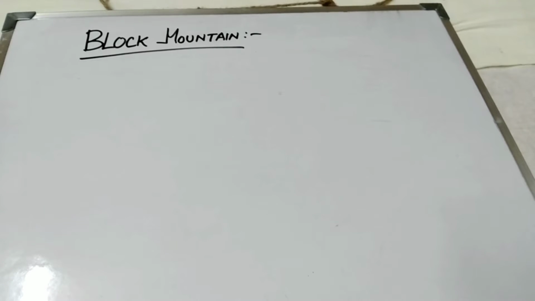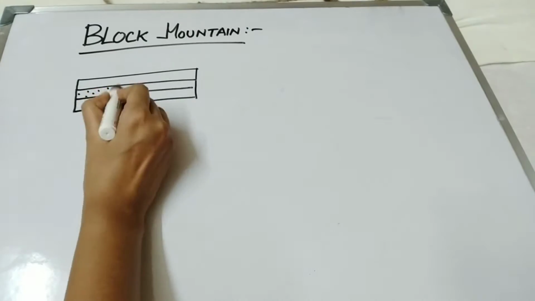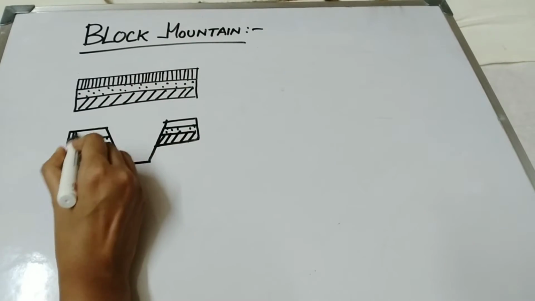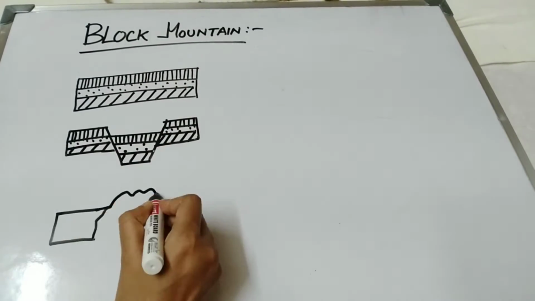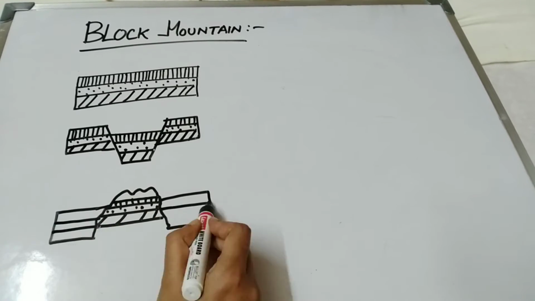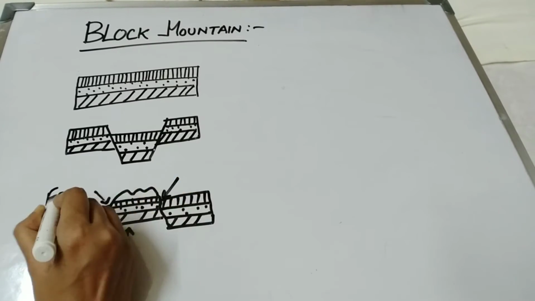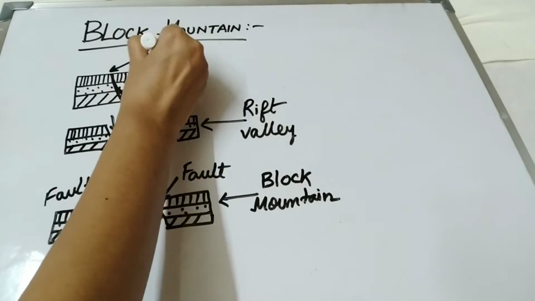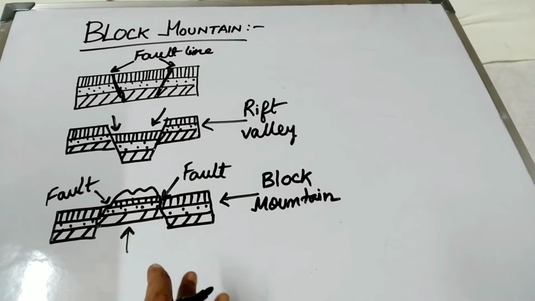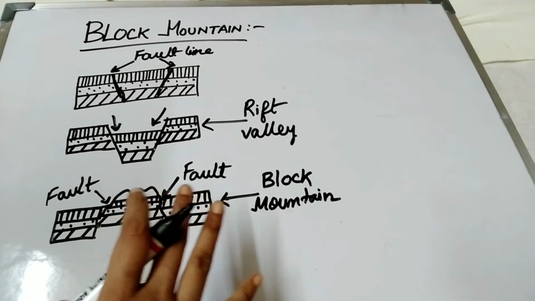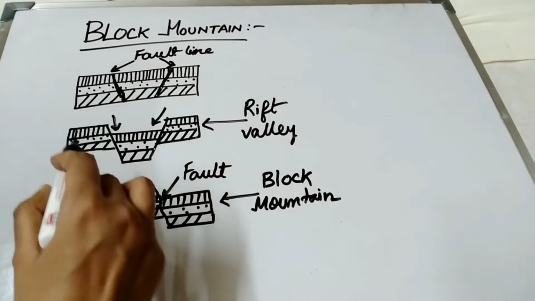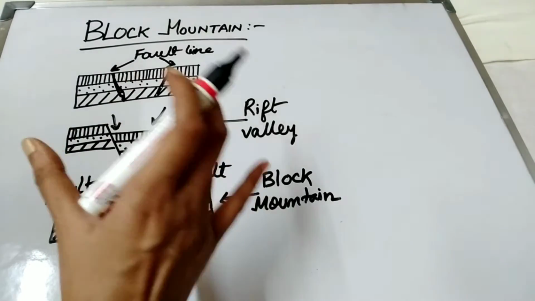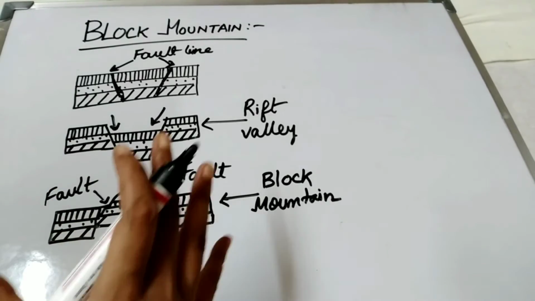To the next point, that is block mountain. Now, what is a block mountain? Block mountains are formed by blocks of the earth's crust and developed by tensile force and faulting. These are the fault lines, and it makes a block mountain. So what is the formation of a block mountain?